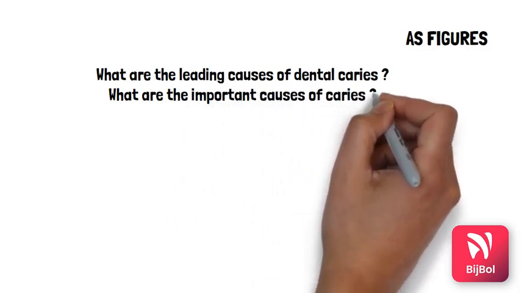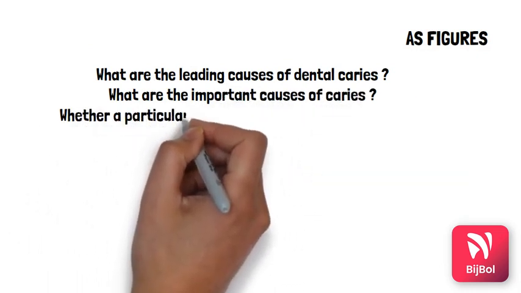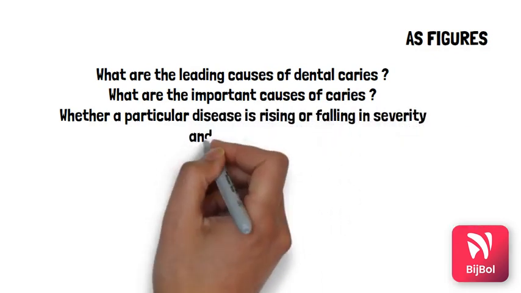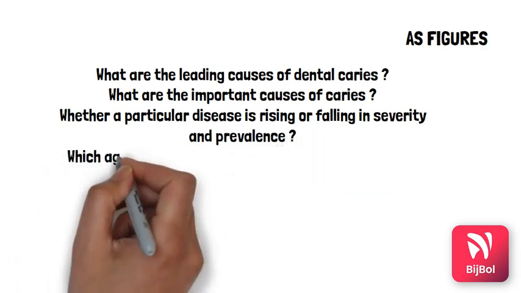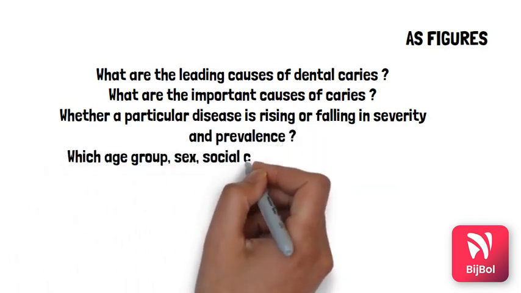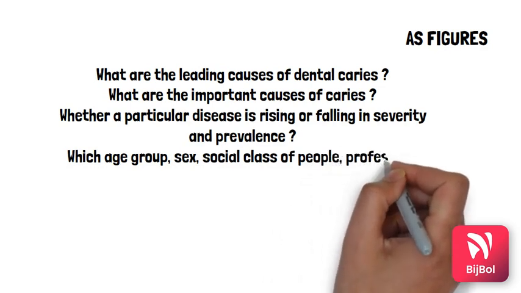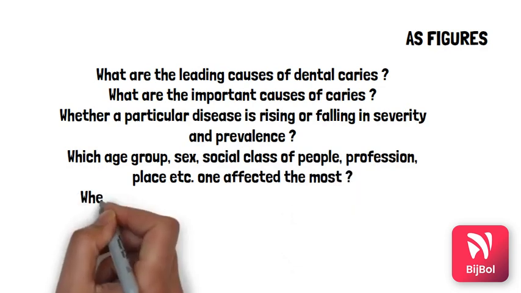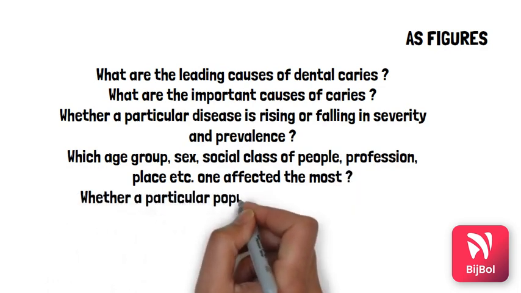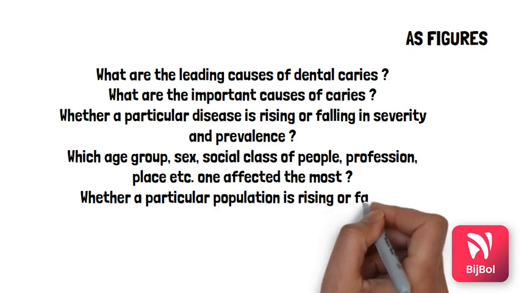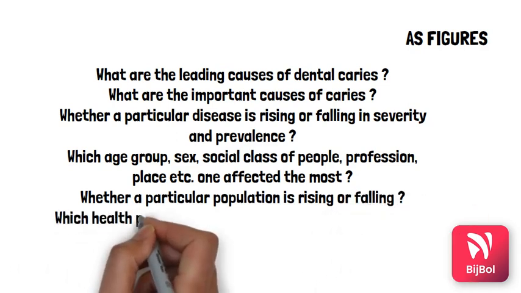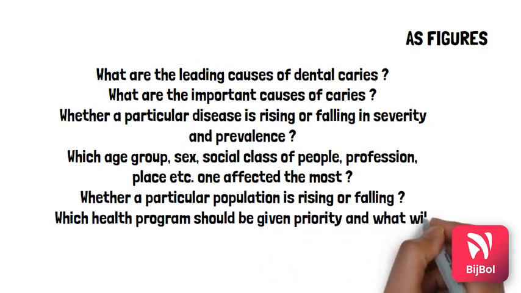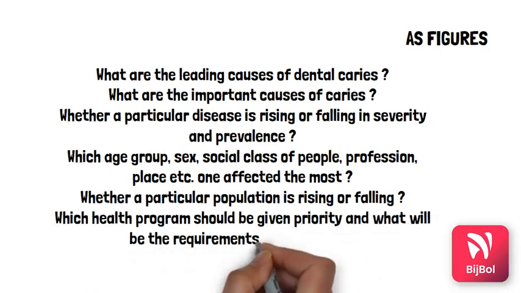Whether a particular disease is rising or falling in severity and prevalence, so whether it is improving or not improving. Which age group, gender, social class, profession, or geographic place is affected most by a particular disease, or whether a particular population is increasing or decreasing, which health program is given priority, and what will be the requirements for the same. All these questions are answered by using biostatistics.